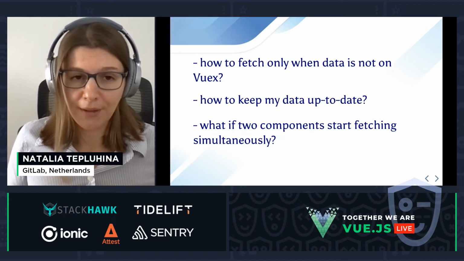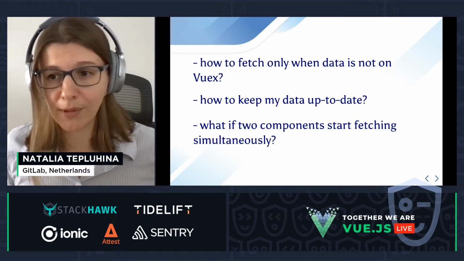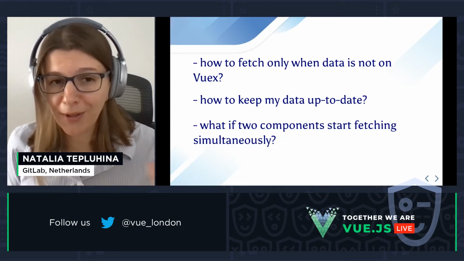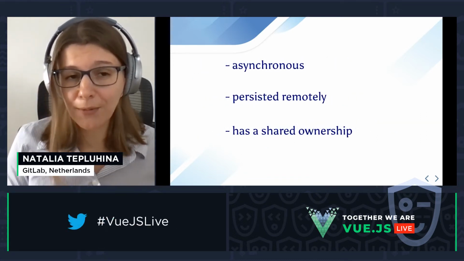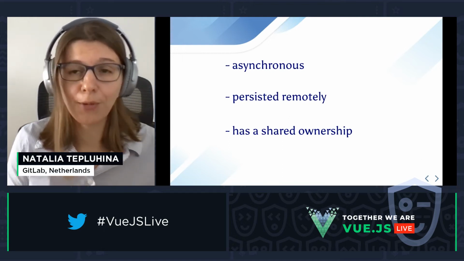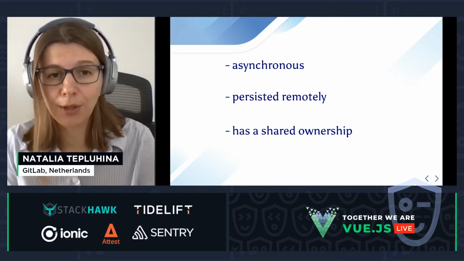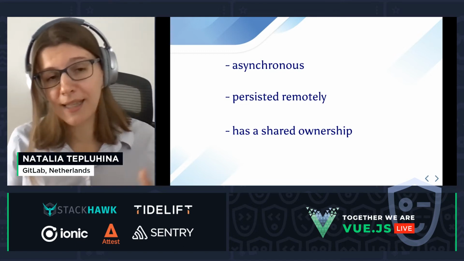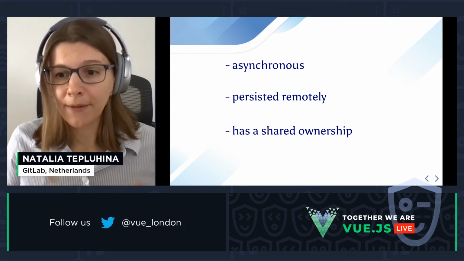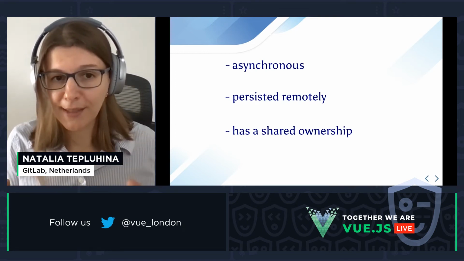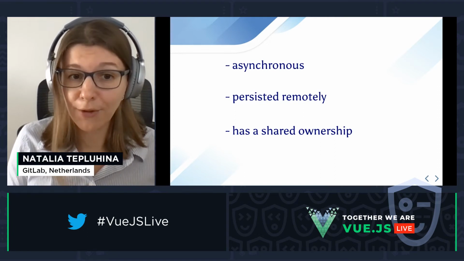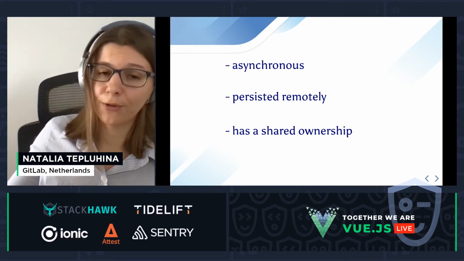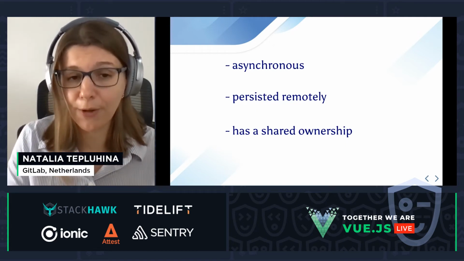Why is it all happening? Why do we have so many problems with asynchronous behavior in Vuex? Because we are dealing not with a local state anymore. We are dealing with something different, something that first of all is asynchronous, and we need to deal with all the bells and whistles of asynchronous behavior, so loading state, error states, and all these different finite states in our application depending on this behavior, something that is persisted remotely, something that has a source of truth outside of our control as a front-end developer.